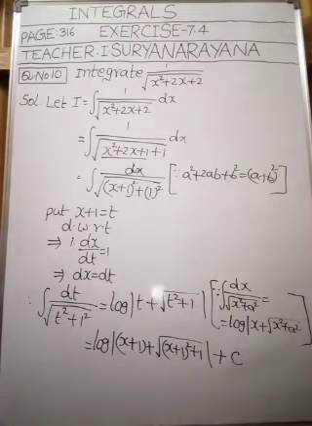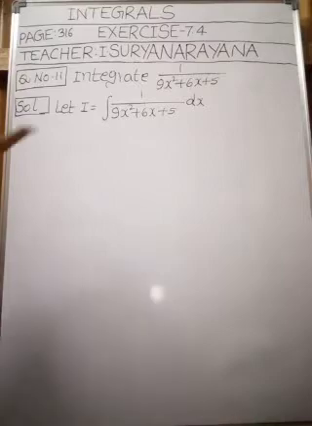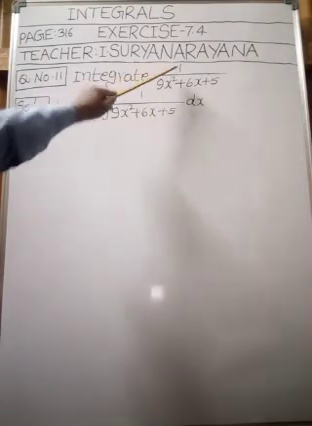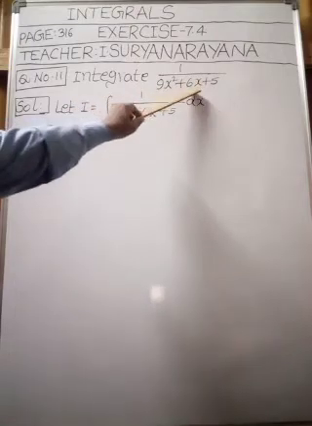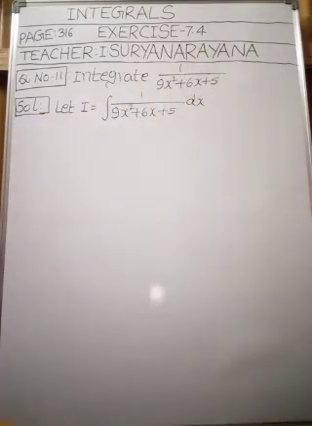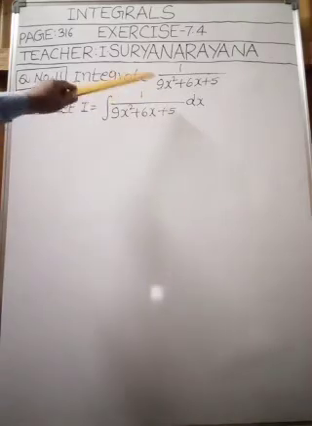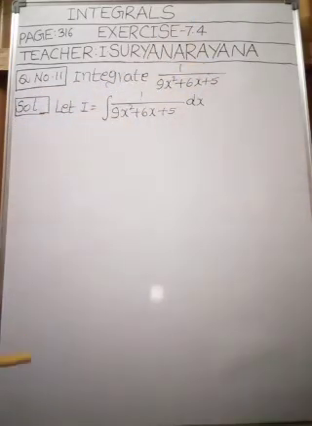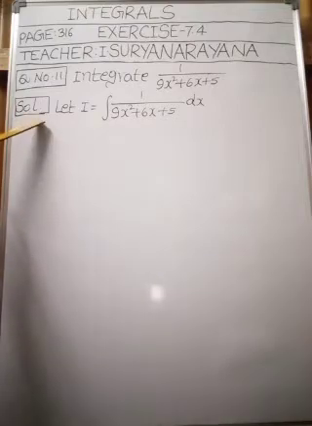Understood, my children? Right. Now come to the next question, that is question number 11. Integrate 1 by 9x square plus 6x plus 5. Okay, my children, understood this question? We have to find the integral of this function. Okay, my children? Right. Come to the solution part.